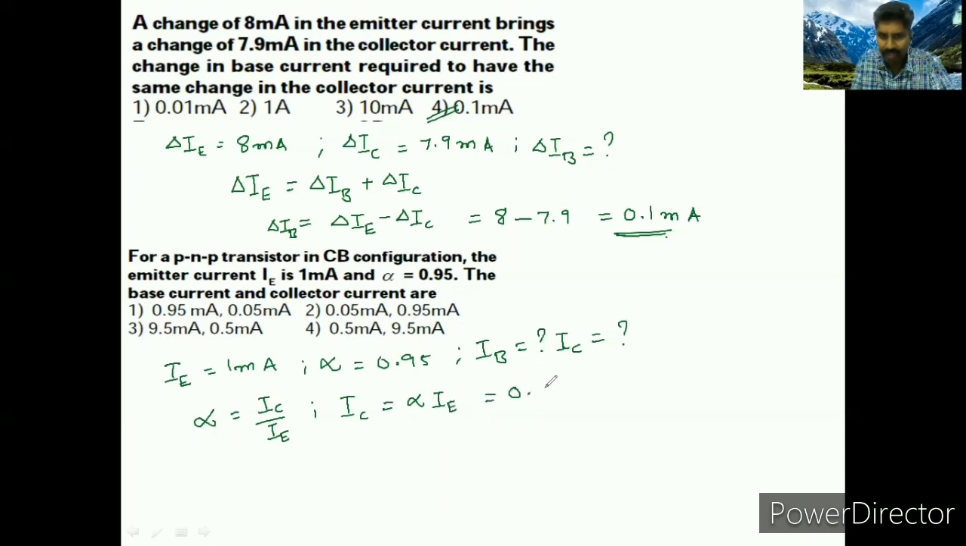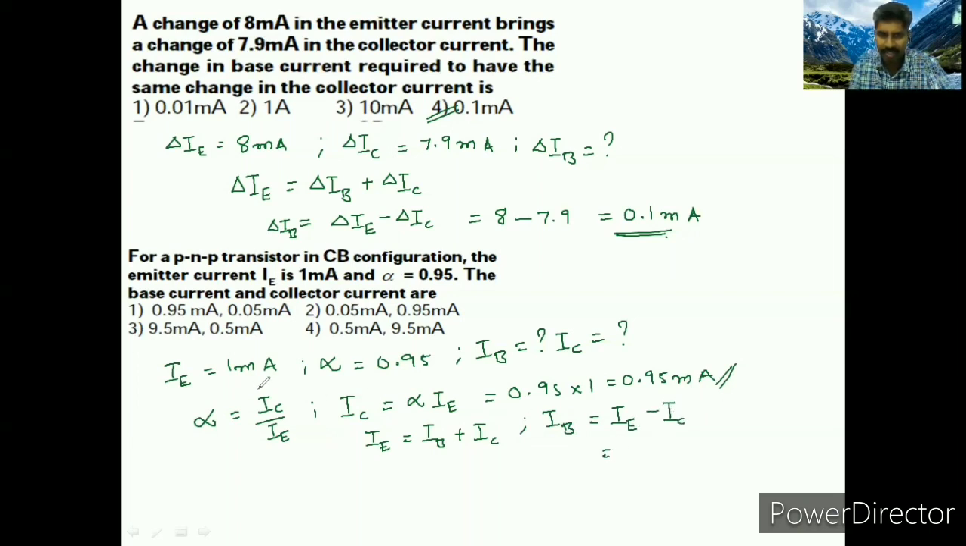Alpha value 0.95 into IE value 1. So 0.95 will come. This is milliamps in collector current we can get. So first on this answer we got one answer. Next, base current. We have a relation between these three: emitter current is equal to base current plus collector current. So we need the base current, which means base current is equal to emitter current minus collector current.